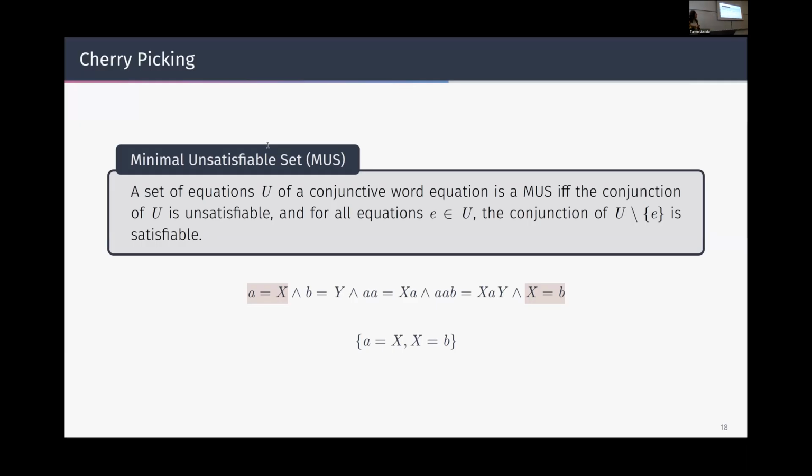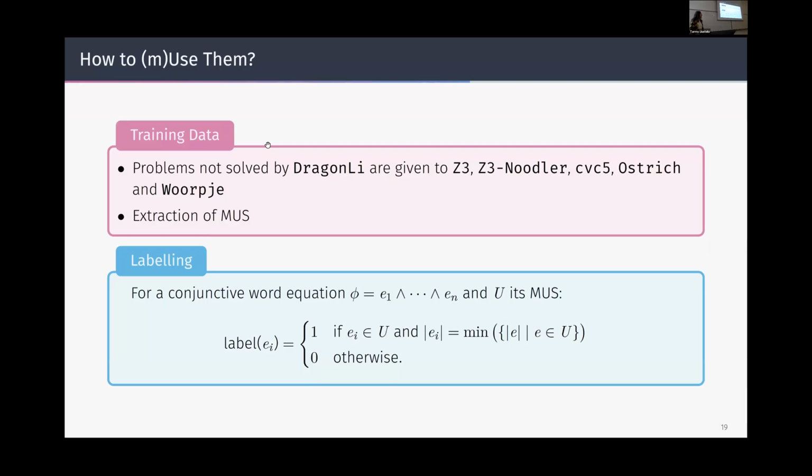And so we decided to use MUS as training data. In order to generate our training data, we first took 20,000 problems. We gave them to Dragonly, and for the problems that Dragonly wasn't able to solve, we gave them to other solvers, like Z3, Twinkler, 55, Osterreich, and Worch. Because giving Dragonly the problems it already solved doesn't make any sense, we only use other solvers, and we extract the MUS.